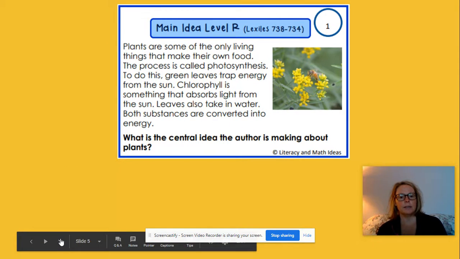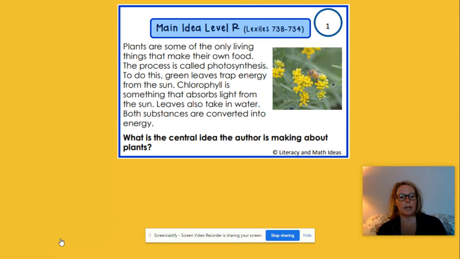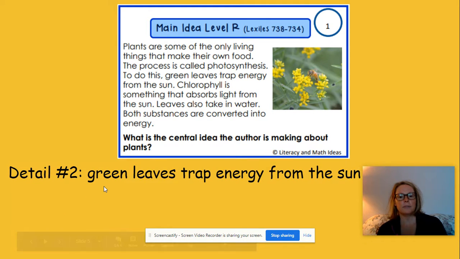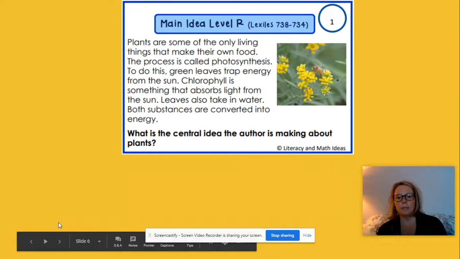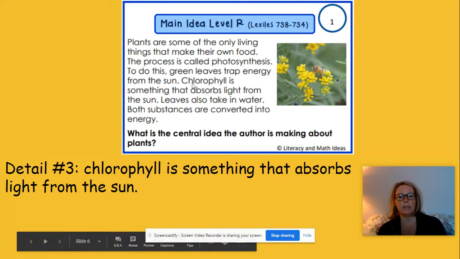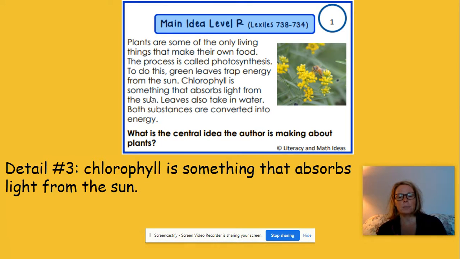The next detail that supports that sunlight gives plants the energy that they need is green leaves trap energy from the sun. This is right here. Green leaves trap energy from the sun. Once again, I'm incorporating sun and energy into my detail that will help support the main idea. The third detail, same passage, is chlorophyll is something that absorbs light from the sun. In here, chlorophyll is something that absorbs light from the sun. Yet another support for my main idea.